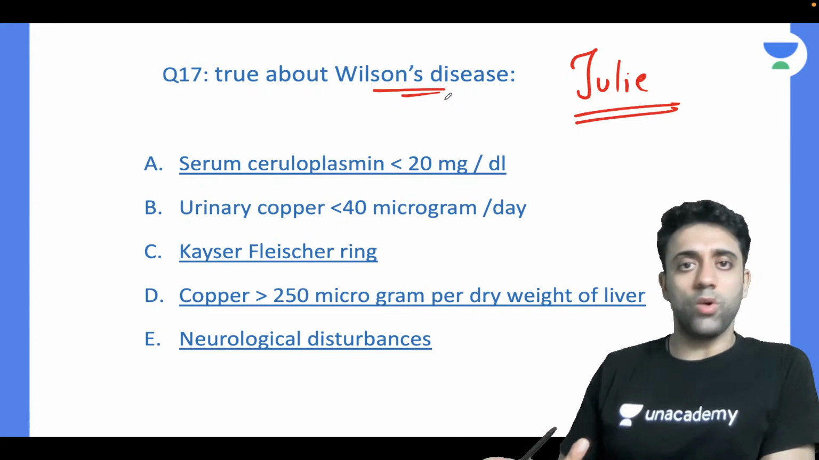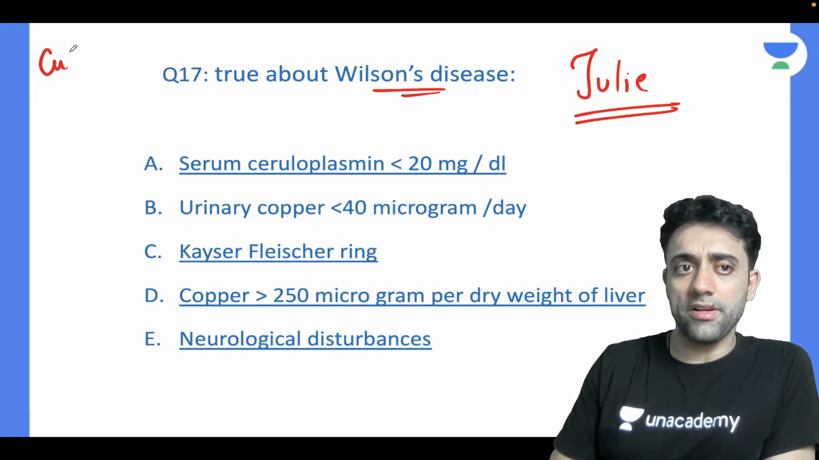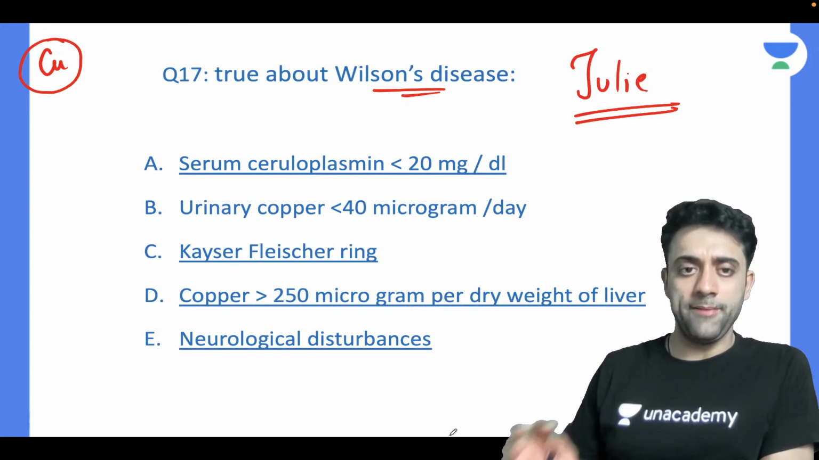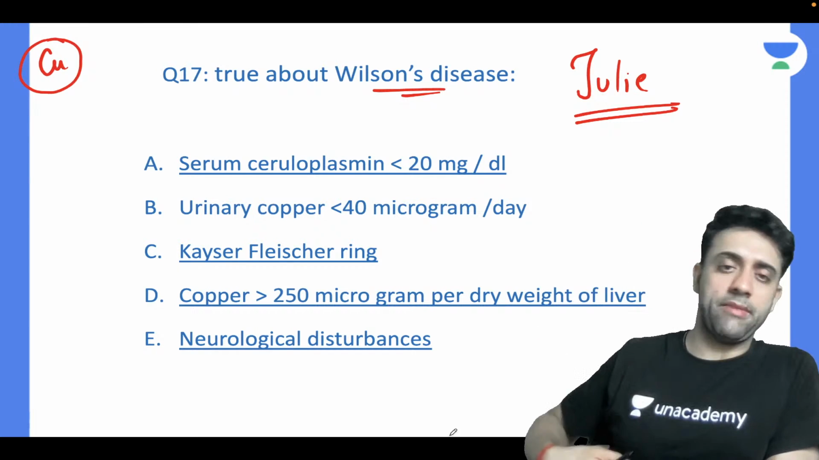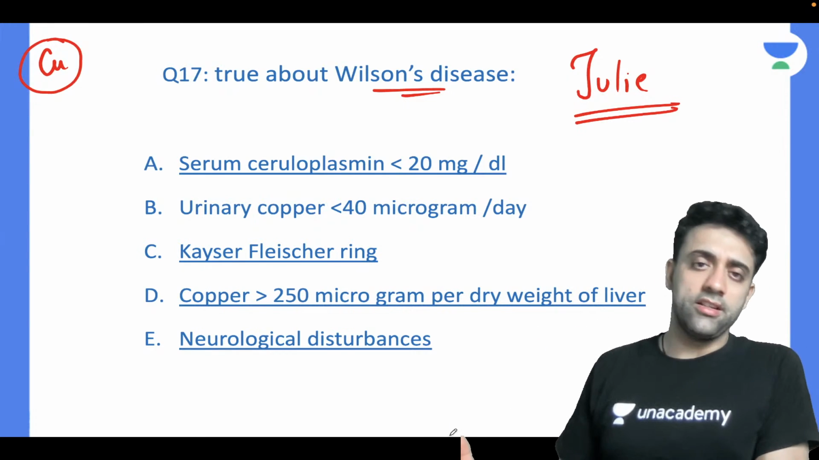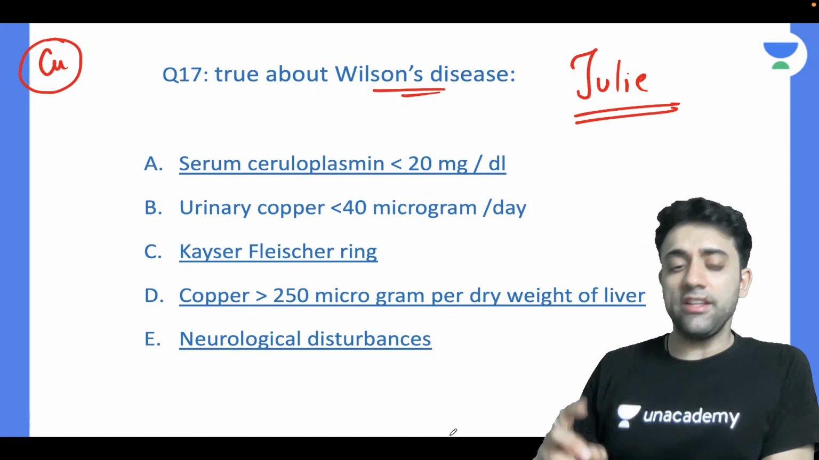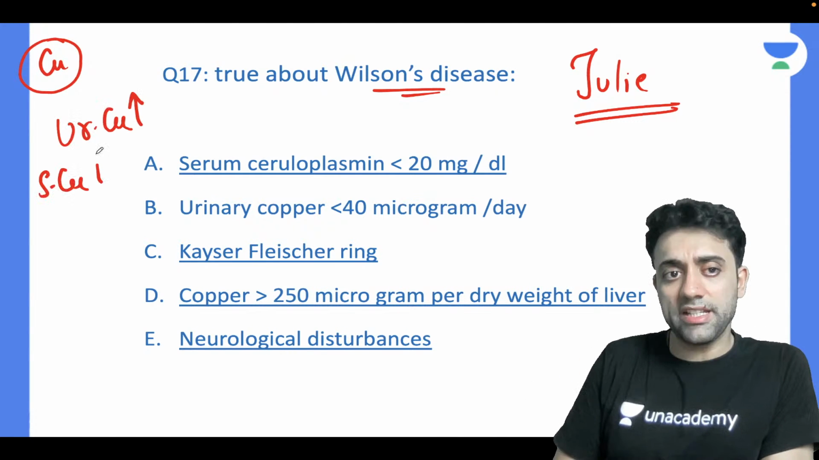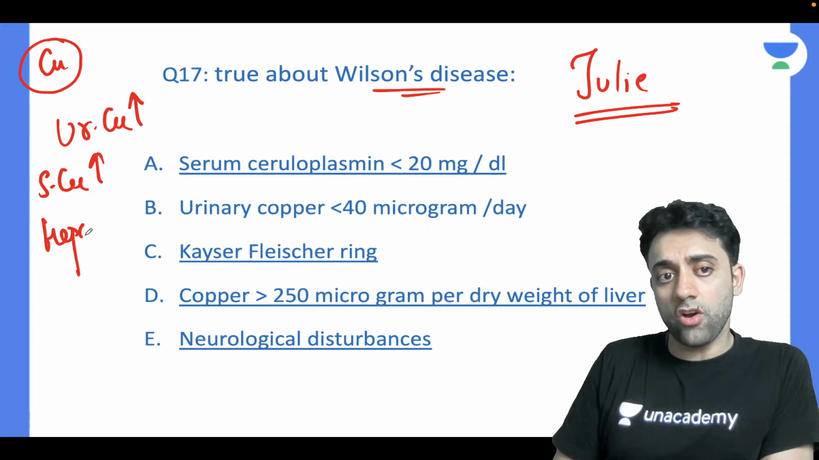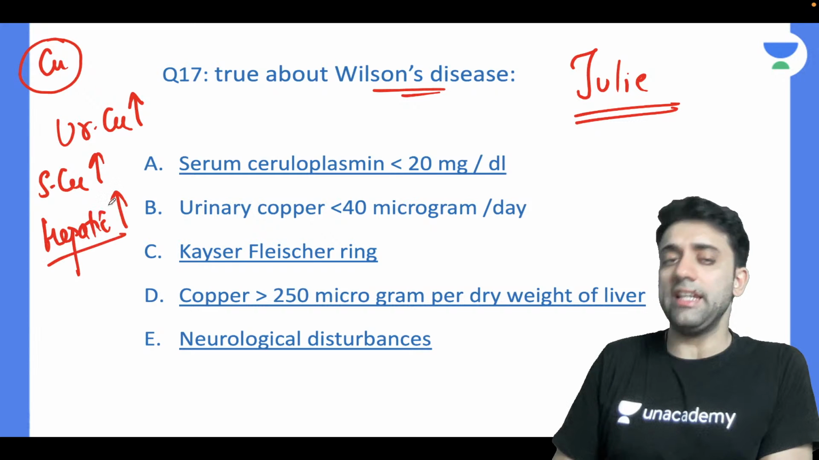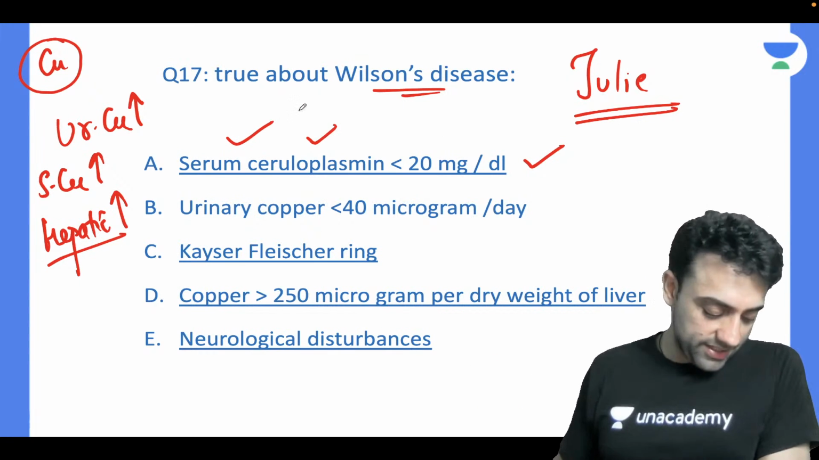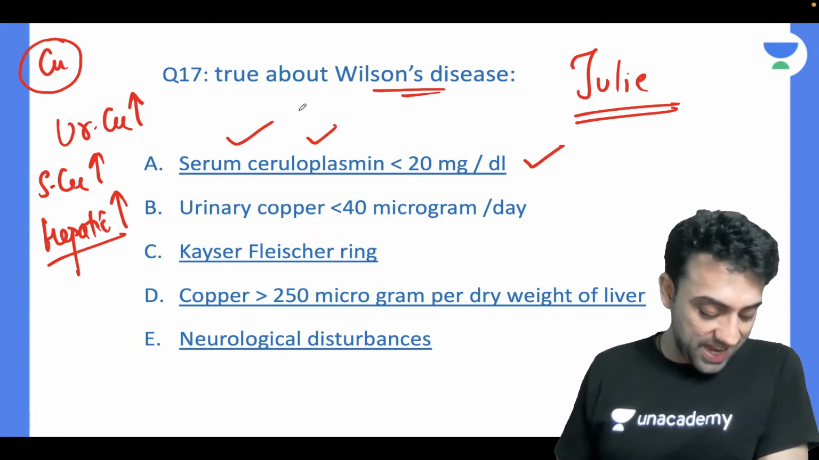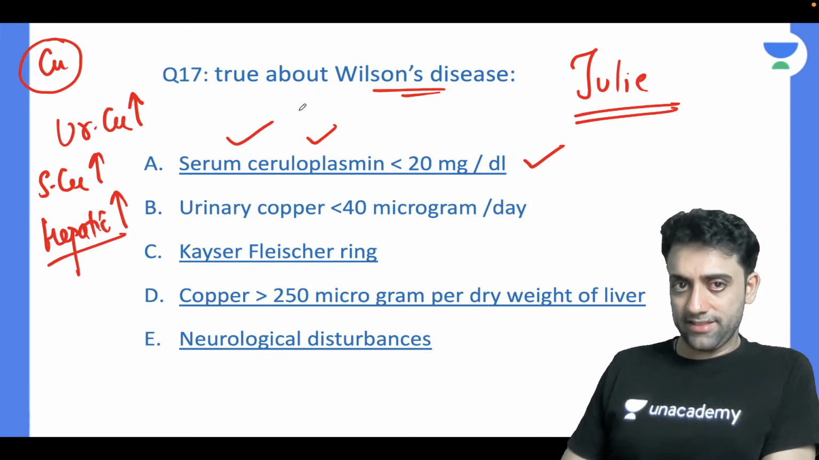See Wilson. What is the problem in Wilson? Copper, copper everywhere. Remember, copper, copper everywhere. There's a copper deposition in my eyes, in my brain, in my liver, in my kidney, in my intestine. Everywhere there's a copper deposition, right? Everything increases, right? Urinary copper increases. Hepatic copper content in my body increases. Everything increases except ceruloplasmin. The serum ceruloplasmin level is basically less in a case of Wilson.